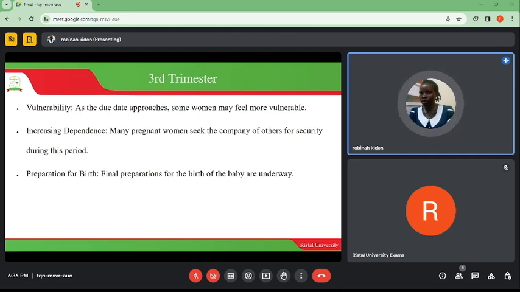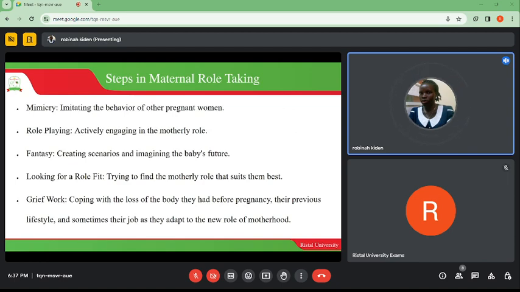If the partner was far away, this is the time that the partner is advised to be nearby so that they can give support. Then preparation for birth. Final preparations for birth are done at this stage and everything is set. So, steps in maternal role taking.